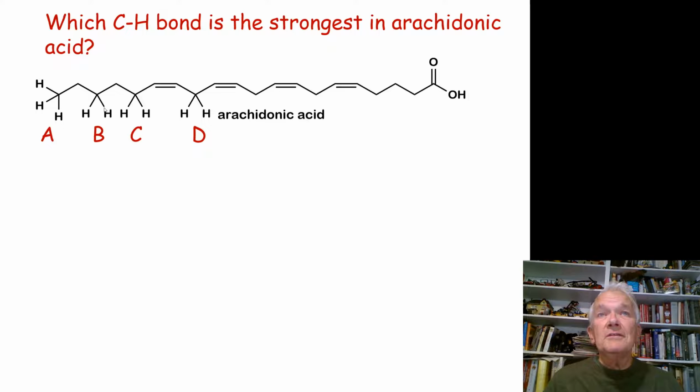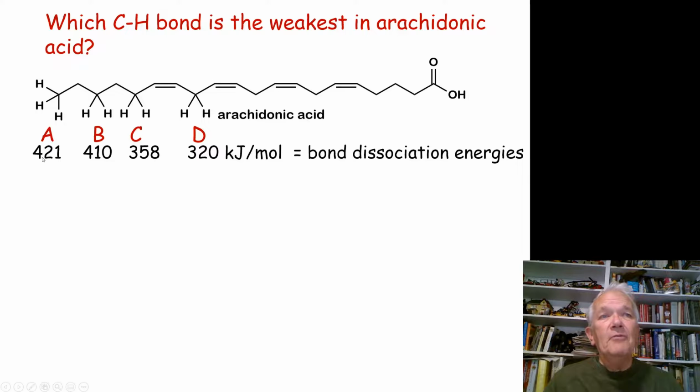Which is the strongest CH bond in arachidonic acid, of the ones I have labeled? Which one's the least likely to form a radical? What would it be? Well, it's not D. That's the good one. But which of these? Well, if you look at it, methyl is the worst. And if you look at the bond energies, 421, 410, 358. So the weakest bond is the CH where you're going to form the radical. The strongest bond is the methyl, and you're not going to form a radical at the methyl. That's 100 kilojoules stronger, and it's typically not going to happen.